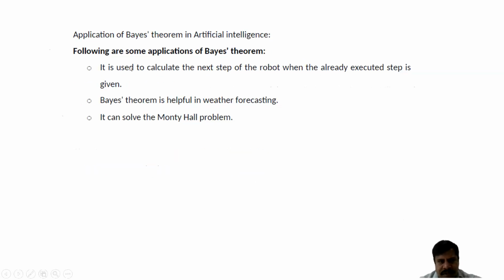One more, the Bayes theorem is also used to calculate the next step of the robot when the already executed step is given. This is very important while designing neural networks, robotics, and so on. Bayes theorem is helpful in weather forecasting. And Bayes theorem can solve the Monty Hall problem, which is a familiar problem in probability and statistics. So these are the applications.